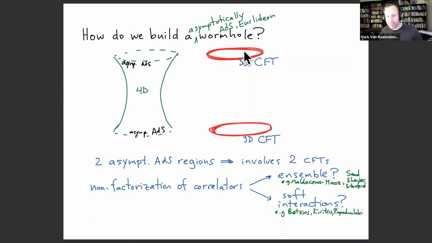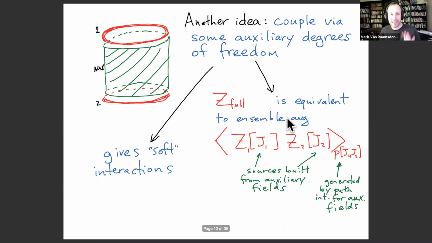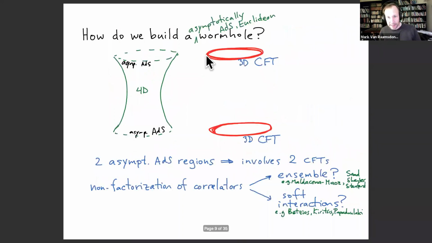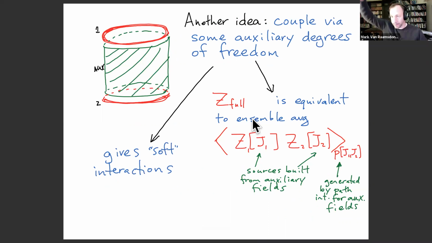But another resolution is that these are just interacting somehow. So the thing that I'm proposing is that to get this wormhole, we start with a picture of these two 3D CFTs that would be associated with the asymptotic regions. But then I'm going to couple the two 3D CFTs with some auxiliary degrees of freedom. And this is actually the 4D CFT that I was starting with. So this is a different motivation for that same basic picture I had before.